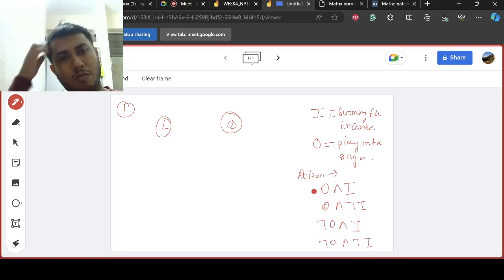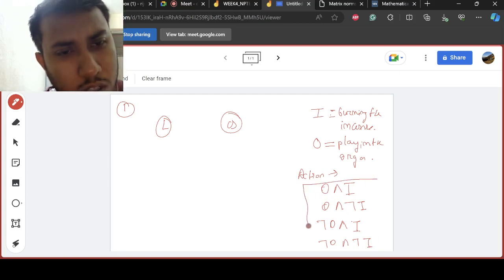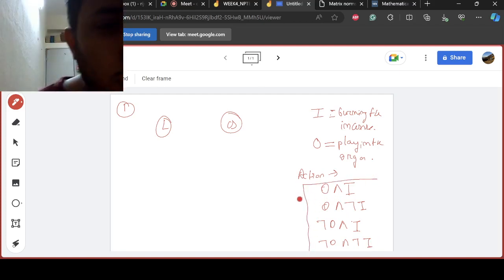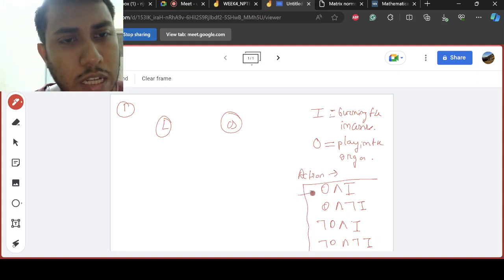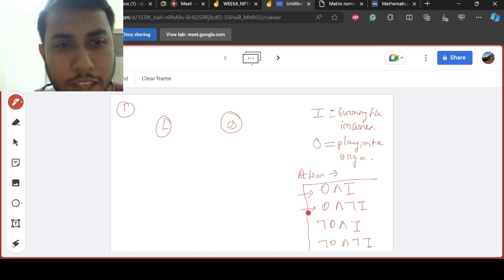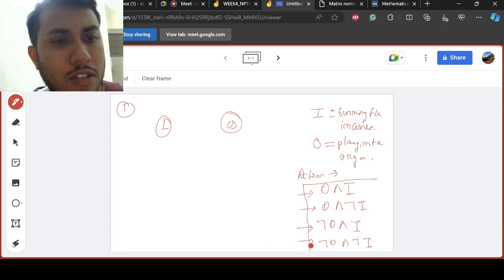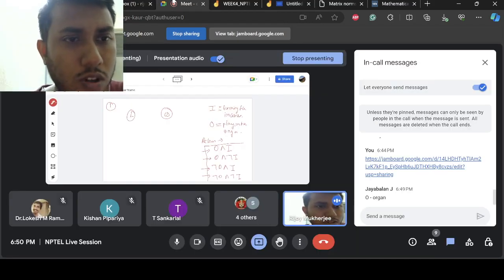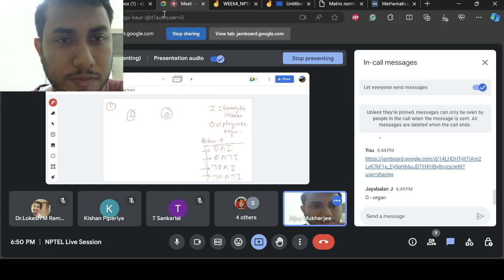So what does this mean? What do these actions correspond to? The first one corresponds to playing both the organ as well as lighting the incense, burning the incense. This is your first action. Your second action is playing the organ but not burning the incense. Your third action is not playing the organ but burning the incense. And your fourth action is not playing the organ as well as not burning the incense. That is all your states, all your action pairs.